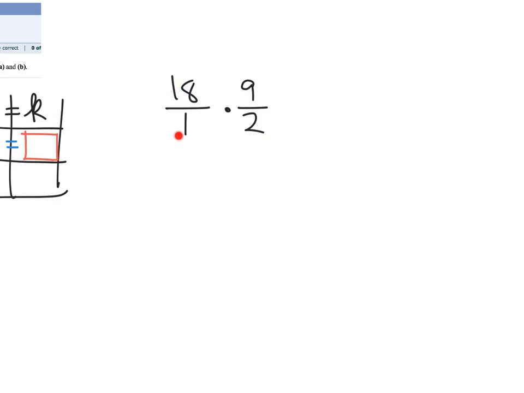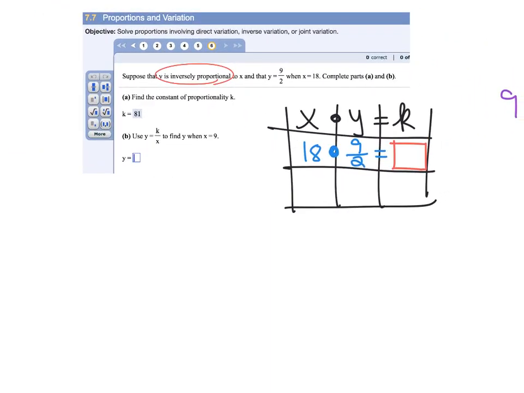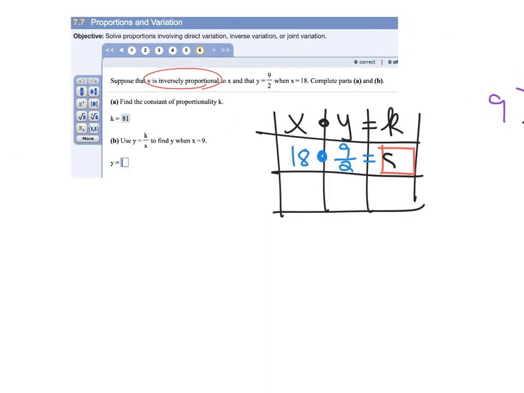So we need to do 18 times 9/2. Now notice I put 18 over 1 because that's how you multiply, right? And so before I go multiplying straight across, I'm going to do a little bit of reducing. I see that both 18 and 2 are divisible by 2. So 18 divided by 2 is 9, and 2 divided by 2 is 1. And I made the problem a little simpler. Now I have 9 times 9, which is 81. And then I have 1 times 1, which is 1. So our answer is 81. So what is our k? K is 81. And that's exactly what I had over here.